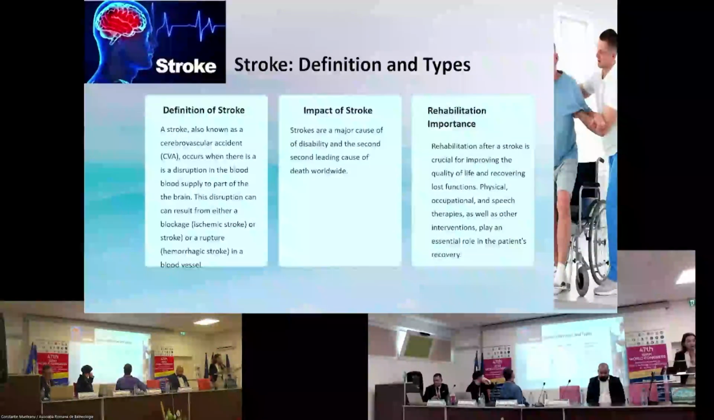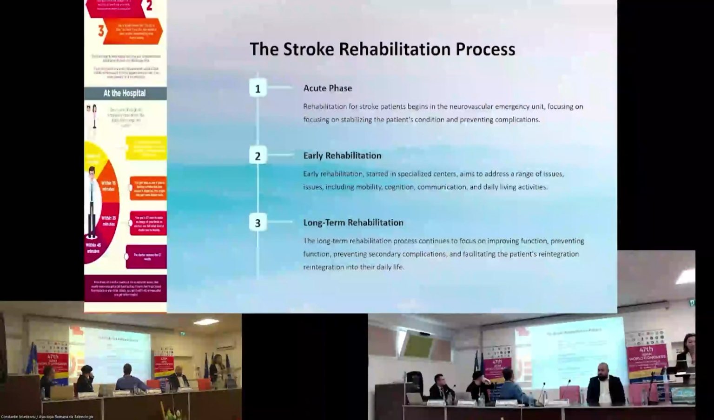We all know that stroke is a major cause of disability and the second leading cause of death worldwide. It occurs when there is a disruption in the blood supply. This disruption can result from either a blockage in a blood vessel, that's the ischemic stroke, or a rupture in the blood vessels, that's the hemorrhagic stroke. Rehabilitation after a stroke is crucial for improving the quality of life and recovering lost functions. Rehabilitation begins earlier, in the neurovascular emergency unit, focusing on stabilizing the patient's condition and preventing complications. That's the acute phase.